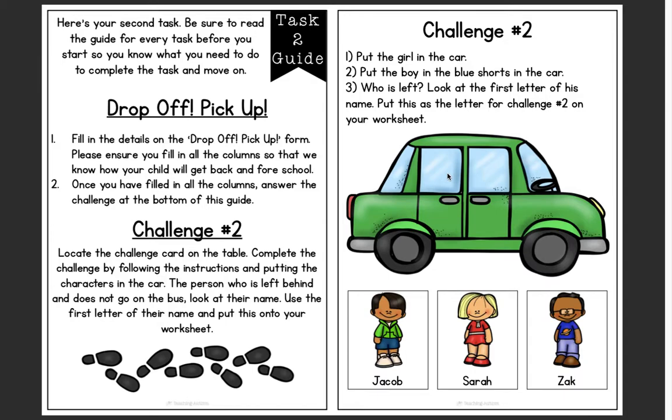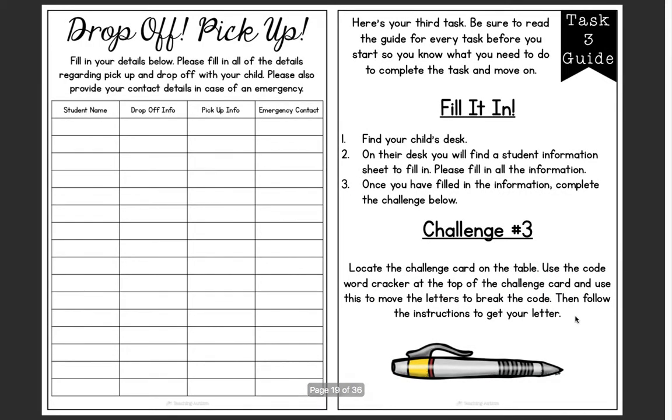And challenge 2. So for challenge 2, put the girl in the car. Well, Sarah is our only girl, so she goes in the car. Put the boy in blue shorts in the car. So the only boy who's wearing blue shorts is Jacob. So who's left? Zach is left. The first letter of his name is Z, so you put this letter for challenge number 2 on your worksheet. And here's the drop-off, pick-up details. You have your student name, drop-off info, pick-up info, and emergency contact.